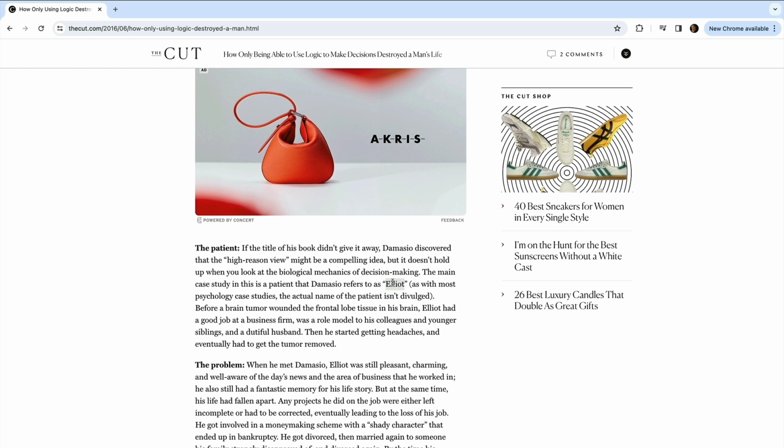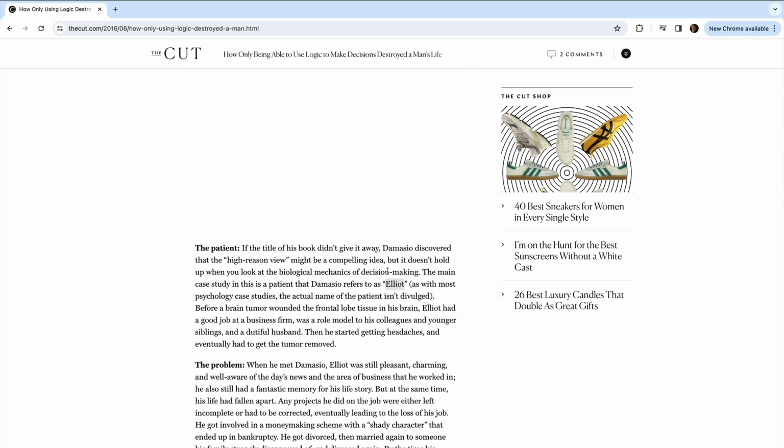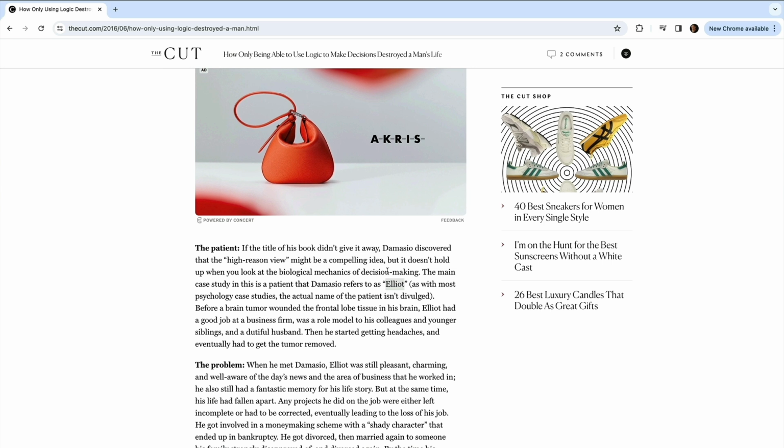That patient's name was kept private. He's just known as Elliot. This was a successful person, high IQ individual, successful in career. You see, it says here he had a brain tumor, and the brain tumor wounded the frontal lobe tissue of his brain. And before that, he had a good job at a business firm, a role model for his colleagues, a good husband. So he had a full life, essentially. And he started getting headaches and eventually had to get the tumor removed.